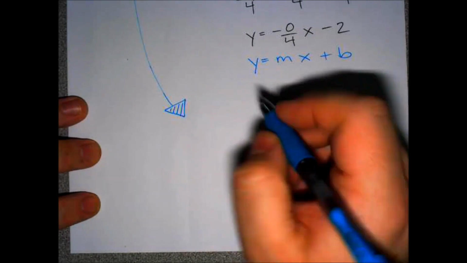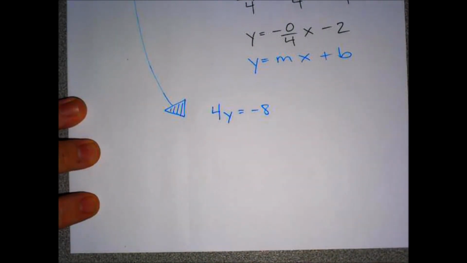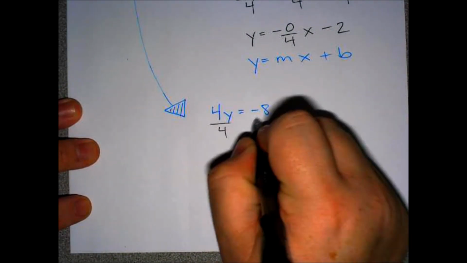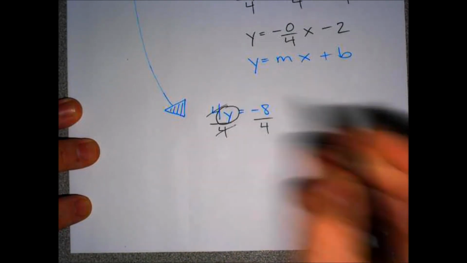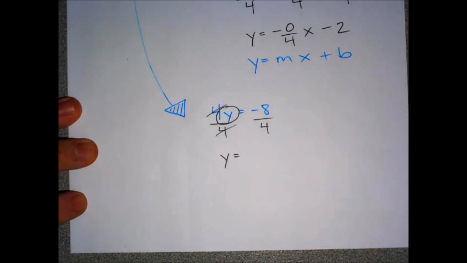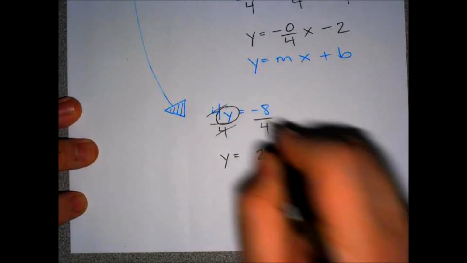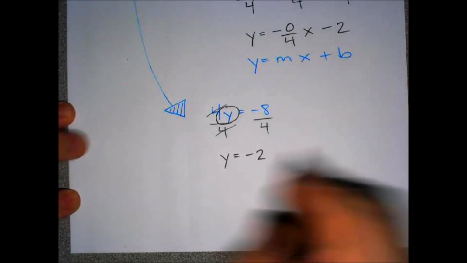Let's see. Alternate form was 4y equals -8. Alright, we gotta get y by itself. Divide by 4. Divide by 4. Y by itself. And what's 8 divided by 4? That's right, it's 2. The negative sign is the only sign there, so it's negative. So y equals -2.